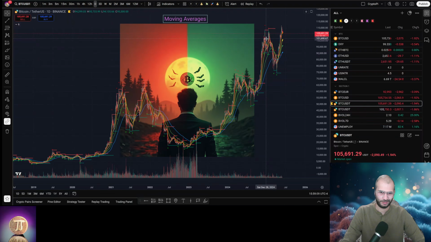Moving averages, one of the most known technical indicators, but at the same time, I would say, the most underrated indicator in the technical analysis toolset.